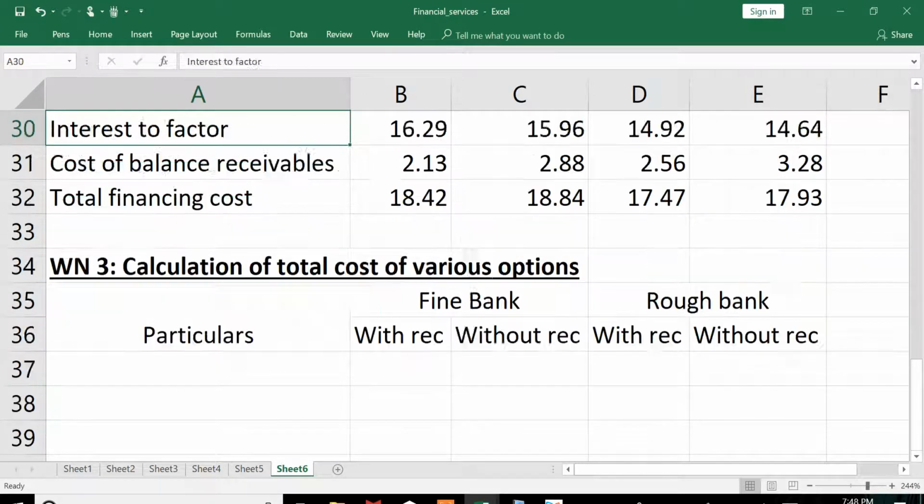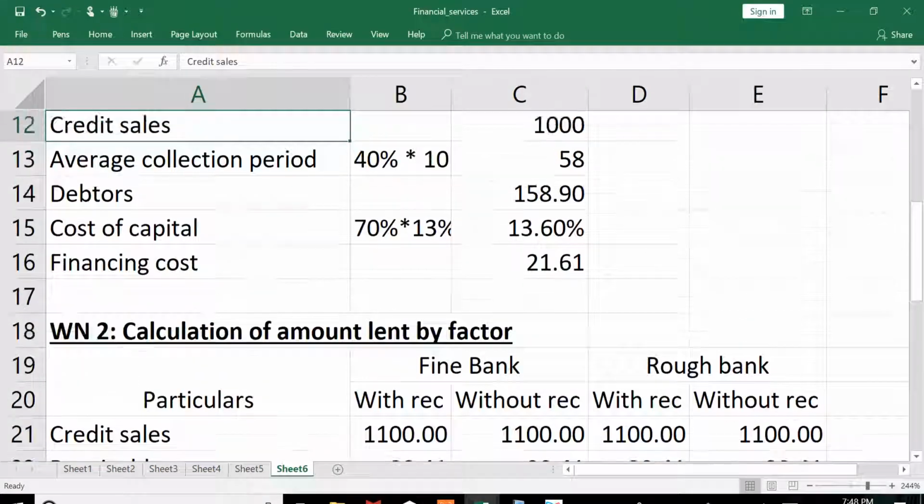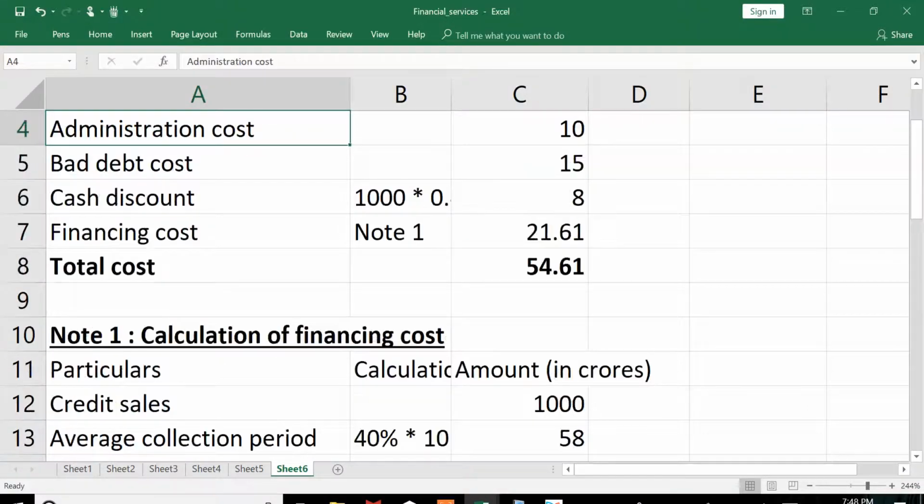I am not going to write all of this. Technically, we used to write all of this in savings. Administration cost, we used to write it as saving. I am not writing it. Bad debt, why I am writing this: in some it will come, in some it will not, because if it's with recourse or without recourse, you think logically and then write it. Cash discount, the understanding is in a factoring, cash discount will not be there. That's why that got eliminated.